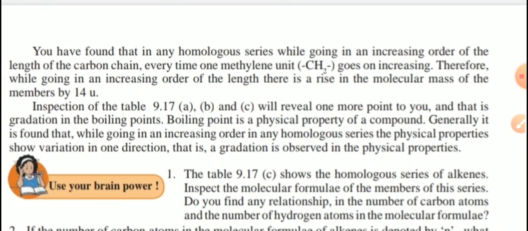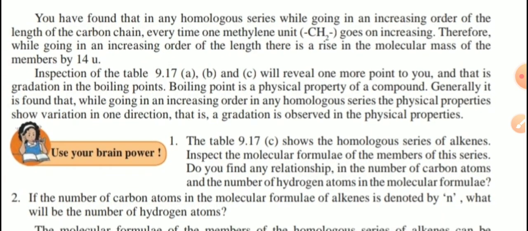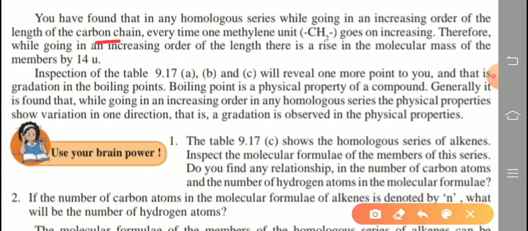Now you have found that in any homologous series, while going in increasing order of the length of carbon chains, every time one methylene unit, that is CH2, goes on increasing in any type of homologous series, which we confirm from that answer. Therefore, while going in increasing order of length, there is a rise in the molecular mass of the member by 14 U. U means what? U means Dalton. 14 Dalton.